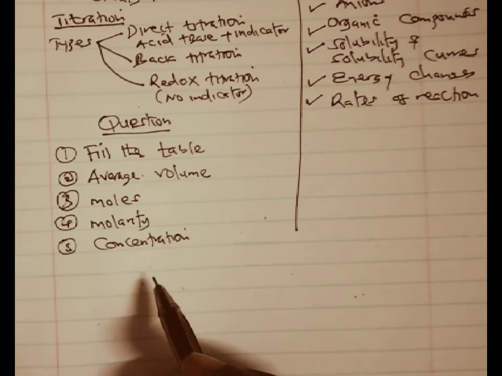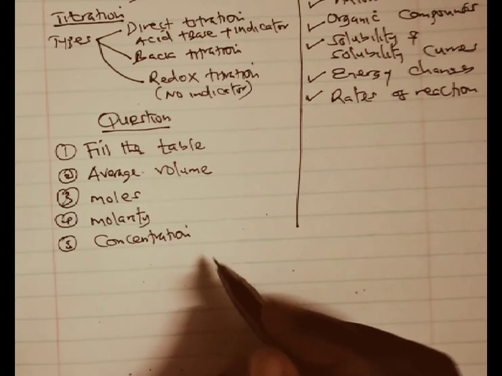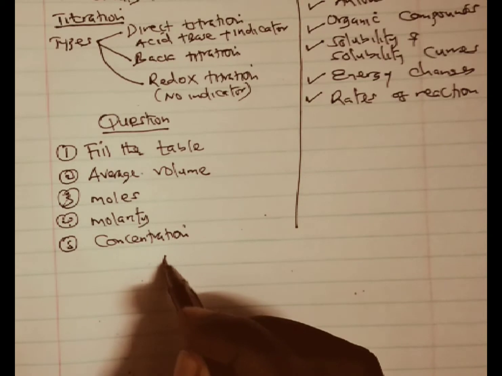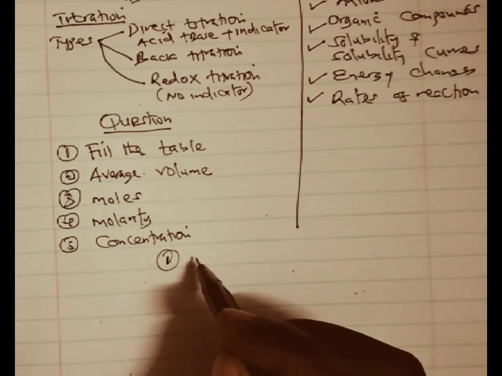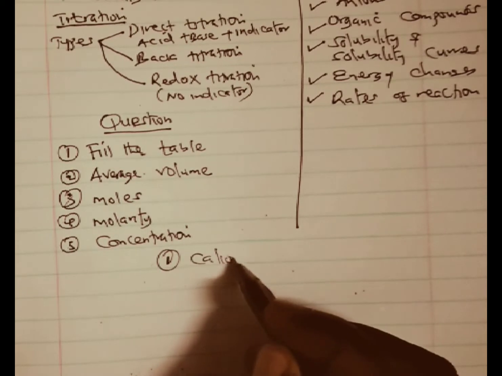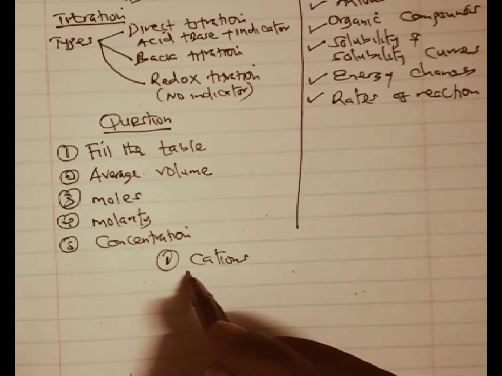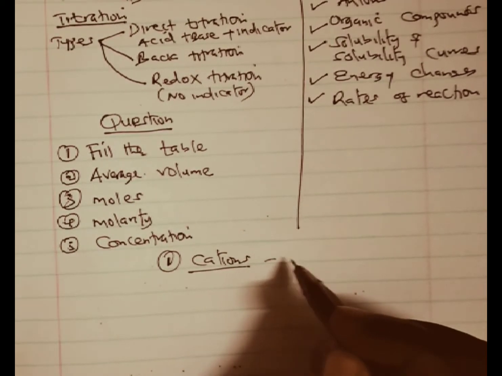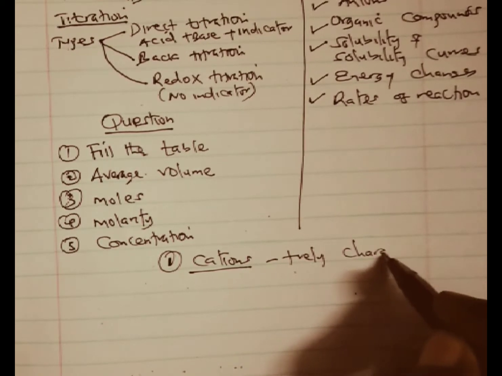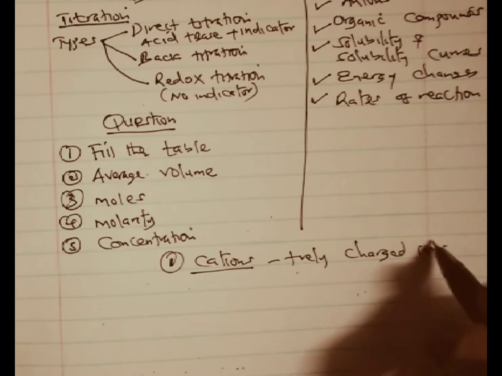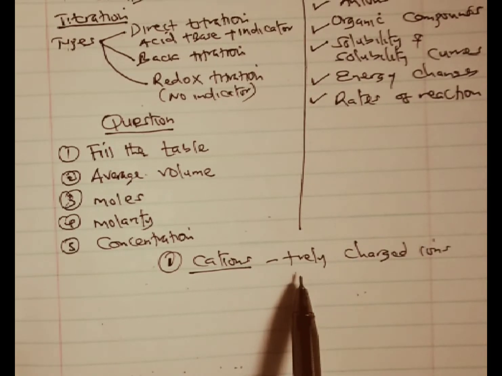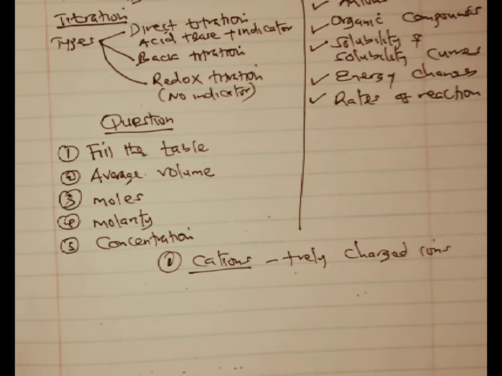I want us to start by looking at number 1. I want us to deal with the test for cations. Remember, cations are positively charged ions, and these cations are formed when metals lose electrons.